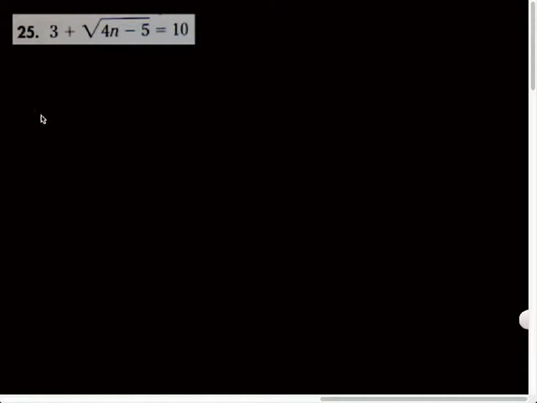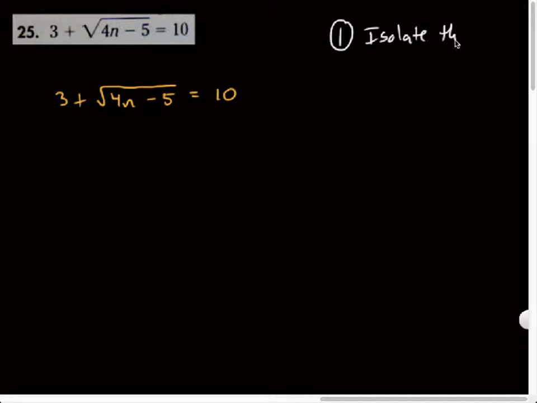So here we go. Problem 25. 3 plus the square root of 4n minus 5 equals 10. And now this is more like a true, bless you, classic sort of radical problem. And typically what I'd recommend is step 1, isolate the radical. And then in this case we would square both sides.